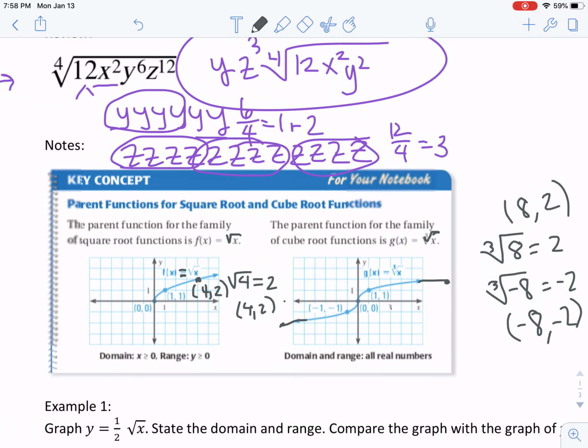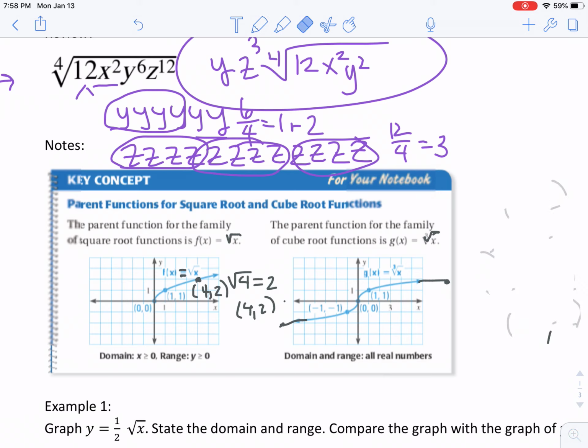Okay, and I'm going to erase this over here so I can add some notes. When you're doing these, the first thing we're going to look at is if we have an a value. So we're looking at f of x equals a times the square root of x, or f of x equals a times the cube root of x. And if you remember from all the rest of our parent graphing, that a does your stretching and shrinking.